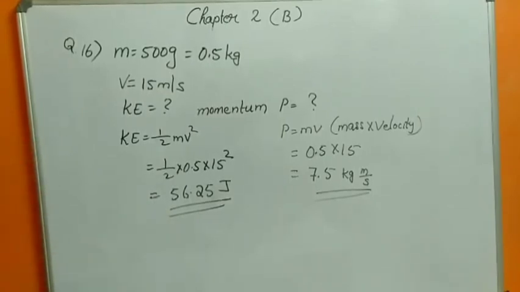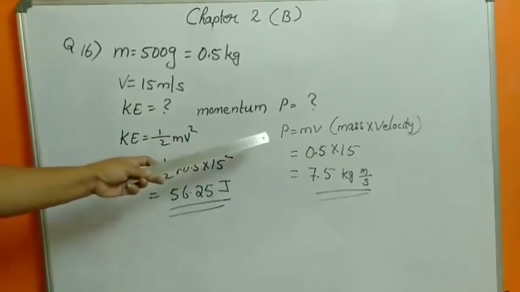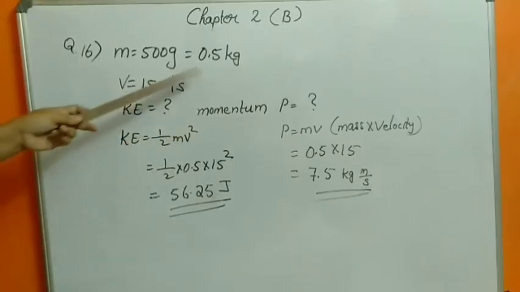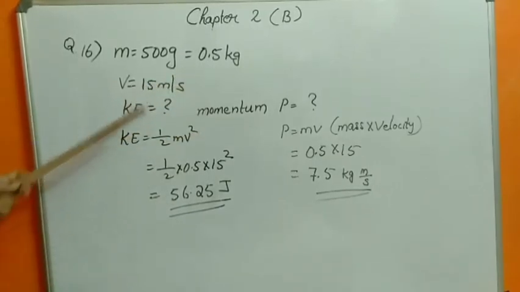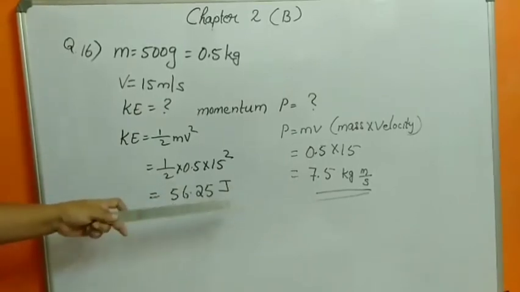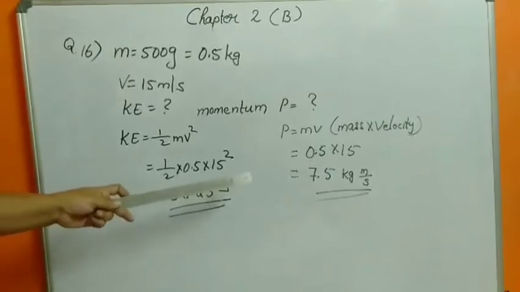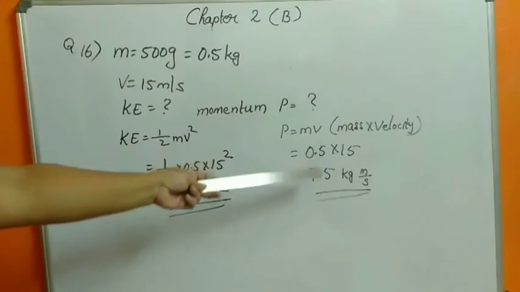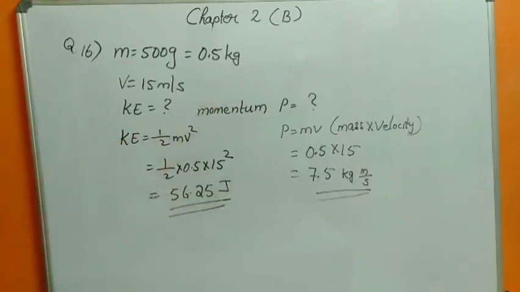And momentum is denoted by the alphabet P. P is equal to mv, mass into velocity. So here the mass is 0.5, the same mass, and the velocity is 15. Just multiply 0.5 into 15, you will get the answer 7.5 kilogram meter per second. SI unit of mass is kilogram, SI unit of velocity is meter per second. So the SI unit of momentum is kilogram meter per second.